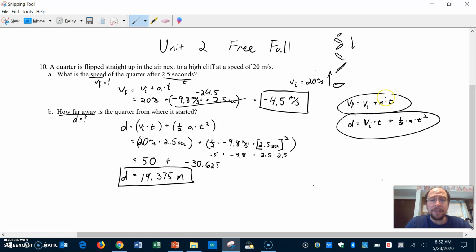Just make sure that you're putting things in where they belong. Put your initial speed in, your acceleration, it's negative 9.8 here on Earth. And then your time, watch what time they're asking for. And that's kind of it. Don't forget the square. Make sure you do order of operations. You should be good.